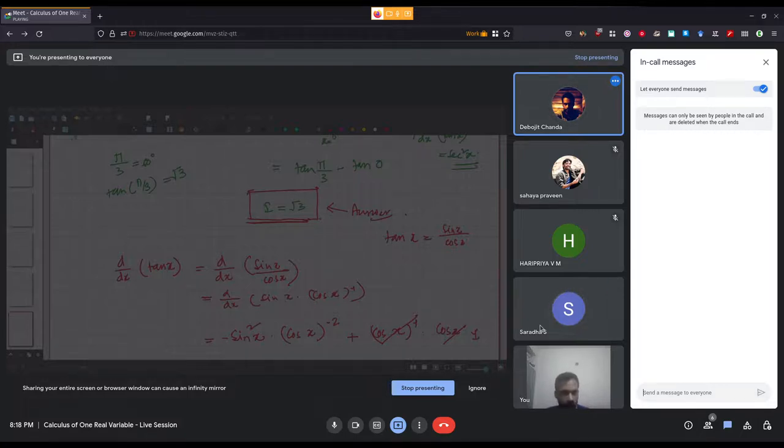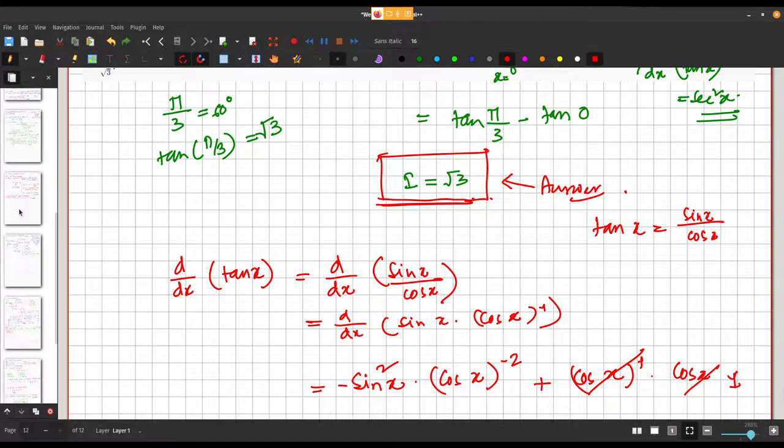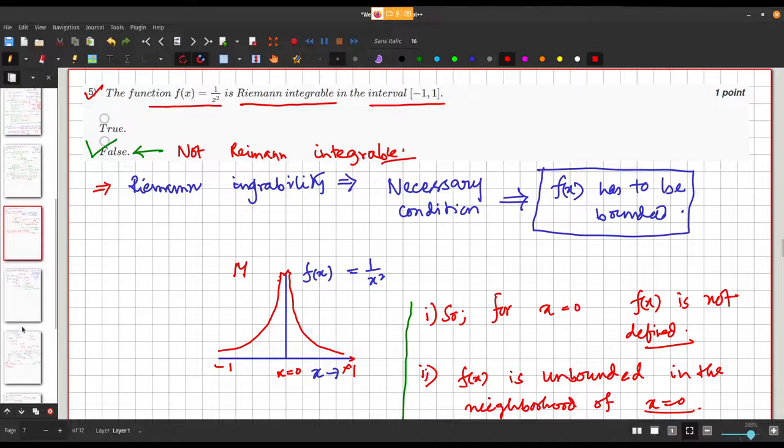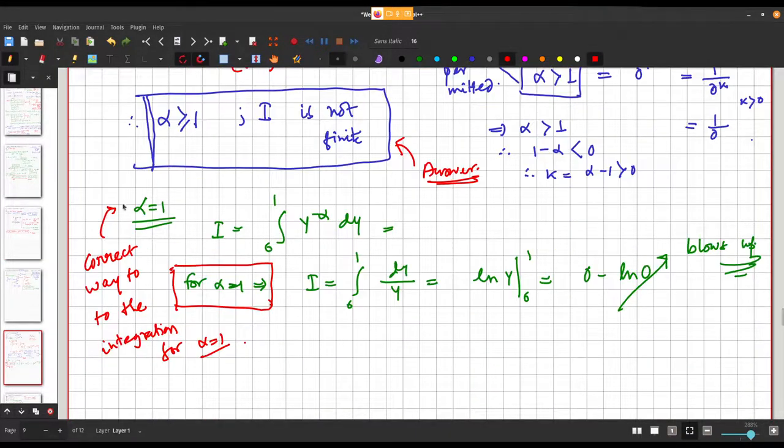Sir, can you explain the last part of the 8th question? Sorry, 7th question. Which problem are you talking about? Integral 0 to 1 of 1 over 1 minus x the whole raised to alpha dx does not exist finitely for. Okay, so you're talking about problem number 7, right? Yes, sir. So you want to understand this part, for alpha equal to 1. Yes.